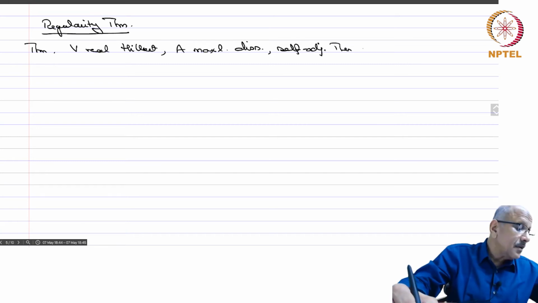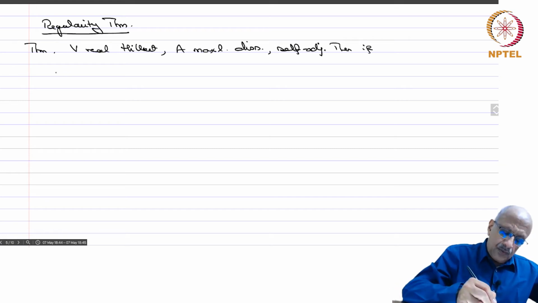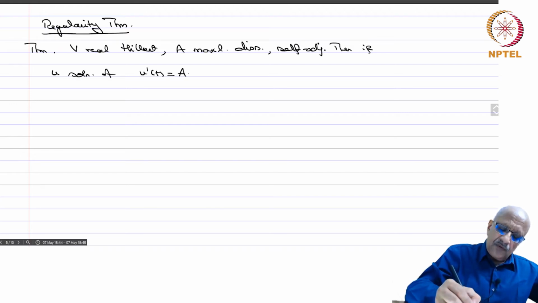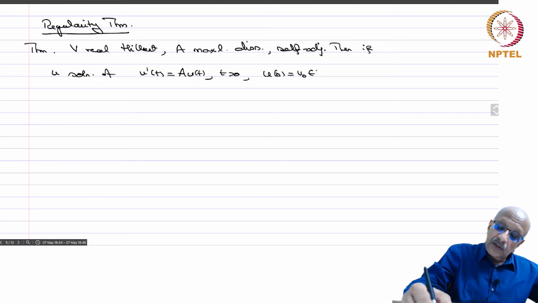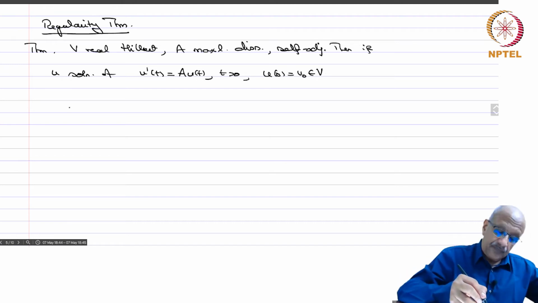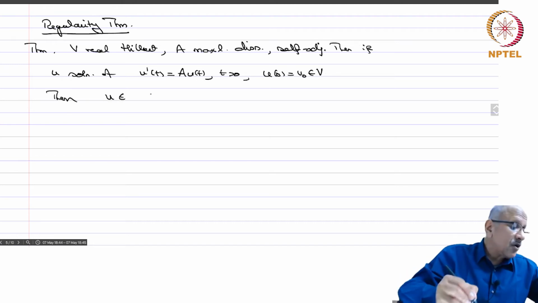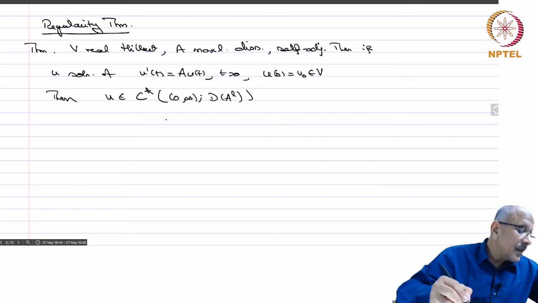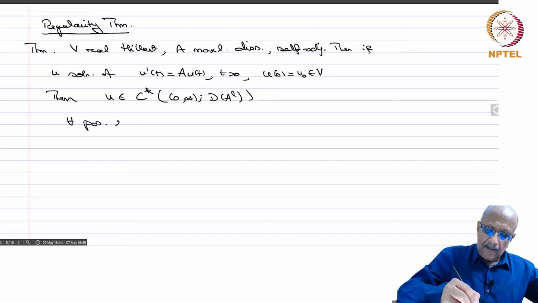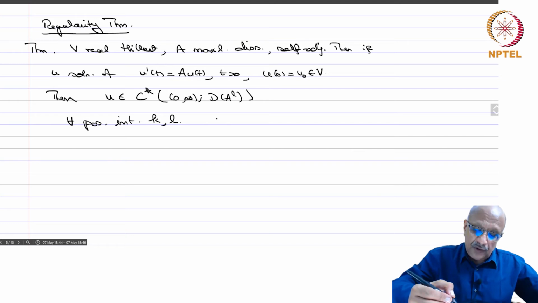Then if u is the solution of u'(t) equals A of u(t) for t positive, u(0) equals u0 in V, okay, then u actually belongs to C^k([0, ∞); D(A^L)) for all positive integers k and L. Okay, so this is a really wonderful result.